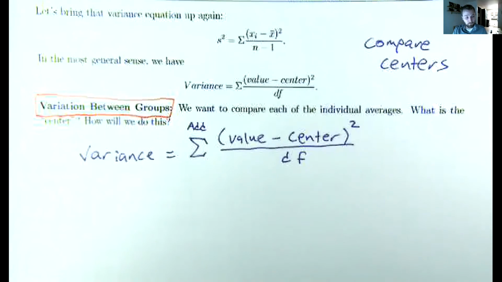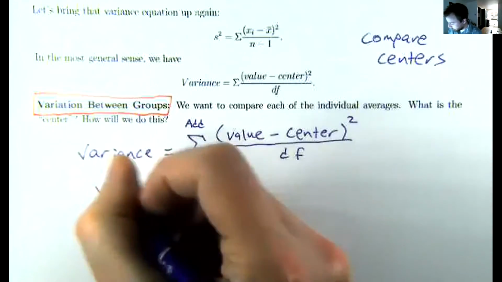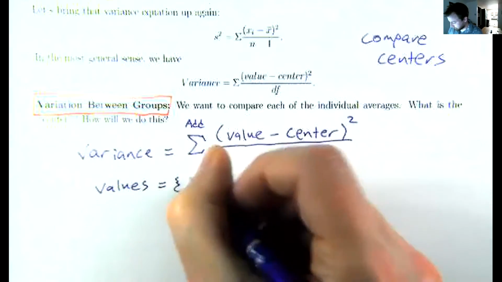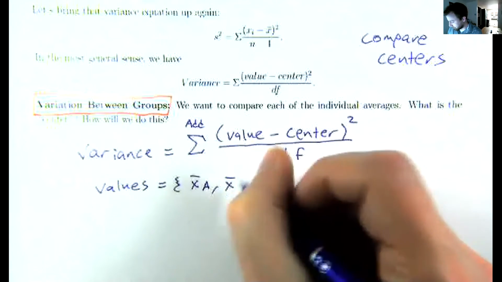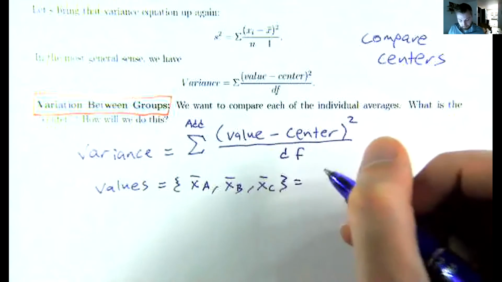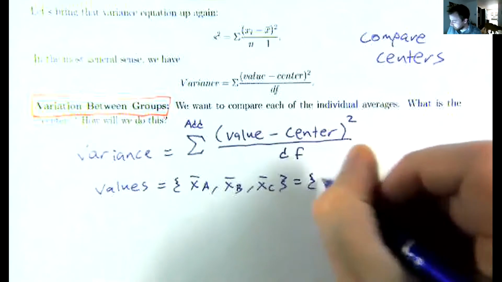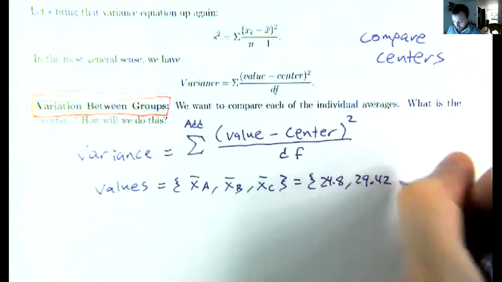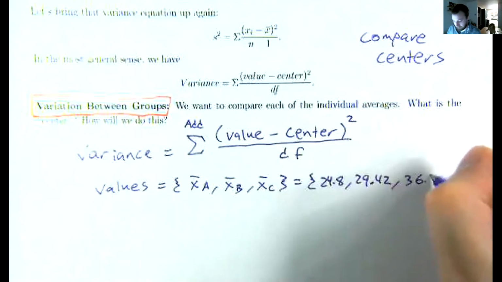So as a reminder, on this page, I am comparing the centers. So it might help to actually have those center values again. So my values I'm going to be comparing. These were my 3 averages. My 3 averages were 24.8, 29.42, and 36.17.